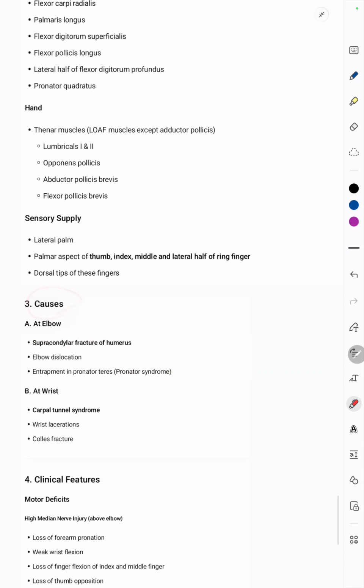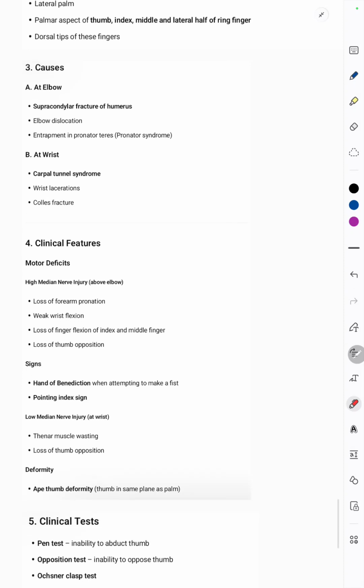Now the causes of median nerve palsy. At the elbow, it can be caused by a supracondylar fracture of the humerus. So supracondylar fracture of the humerus leads to median nerve palsy. Apart from that, elbow dislocation and entrapment in the pronator teres, that is pronator teres syndrome. At the wrist, it can be affected in carpal tunnel syndrome and wrist lacerations.